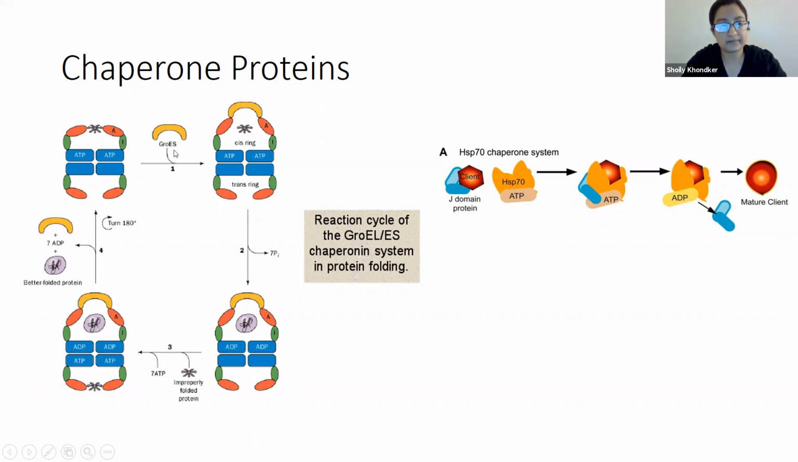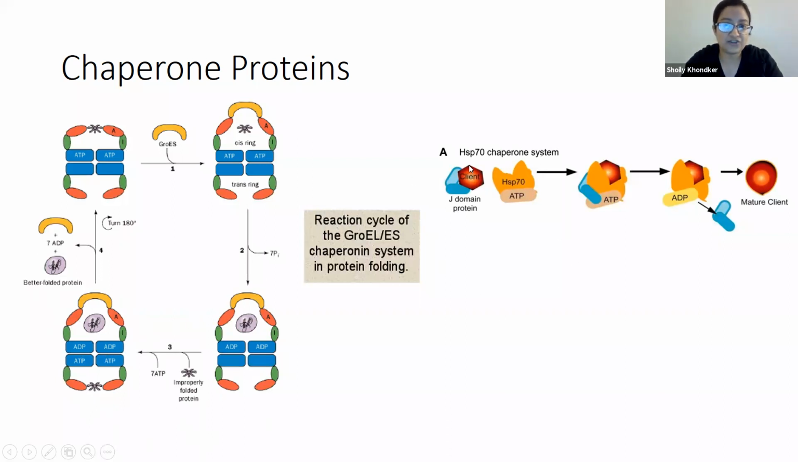And then this cap-like structure is added, and then ATP hydrolysis takes place, and the energy produced from this hydrolysis reaction is what causes the protein to be refolded in the correct manner. And then in step 3 here, this better folded protein is now released, and on the other side of this complex, a new improperly folded protein can enter, and the cycle can repeat.